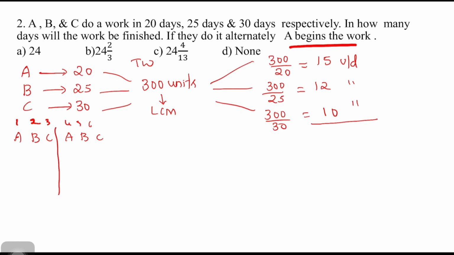So in one cycle, that is in 3 days, how much work is completed totally? It is 37 units, 37 units in 3 days. But the total work is 300, so how many cycles are required? 300 divided by 37.